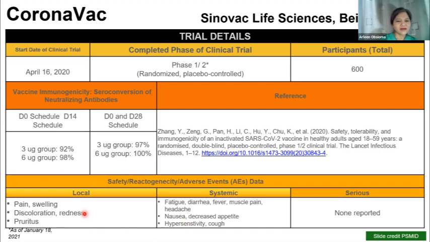And the reactogenicity experienced is pain and swelling in the injection site, or we may also note discoloration or redness or even pruritus. And some patients may also present with systemic effects of the vaccine.